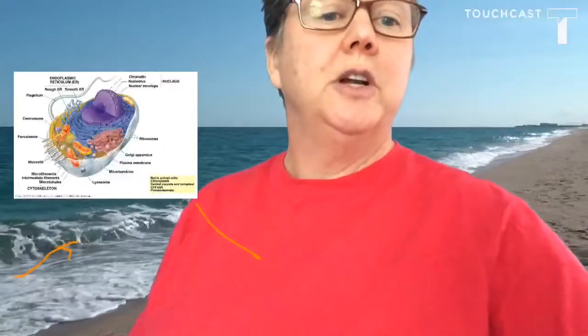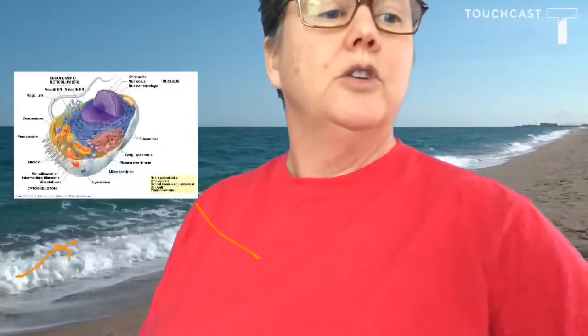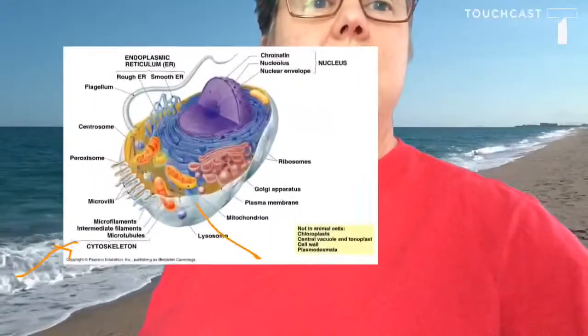Because cells are the fundamental units of life, I want to spend a little time now talking about just what cells are and how important they are. And we're going to look at some of the features of cells. Let's take a look at this picture here, a little bit larger.